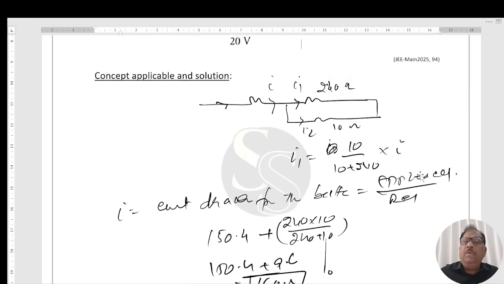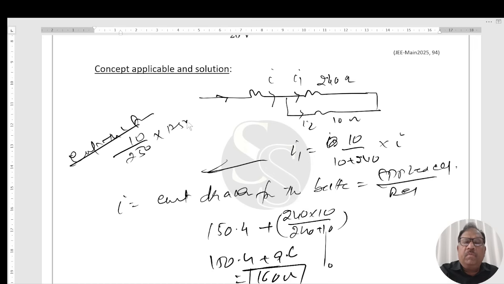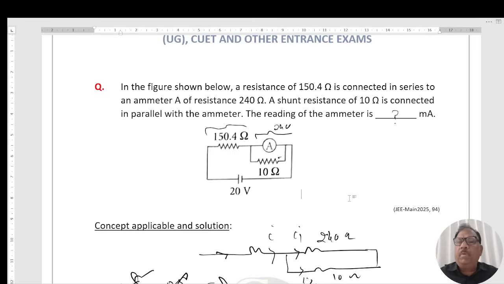In that case, I1, that is the current through the meter, will be equal to 10 divided by 250 into 125. This comes out to be 5 milliampere. This is the answer. One method is this one, the other is the voltage distribution method, we can also do it that way. So its answer is 5 milliampere. The reading of the meter will be 5 milliampere. Next question.